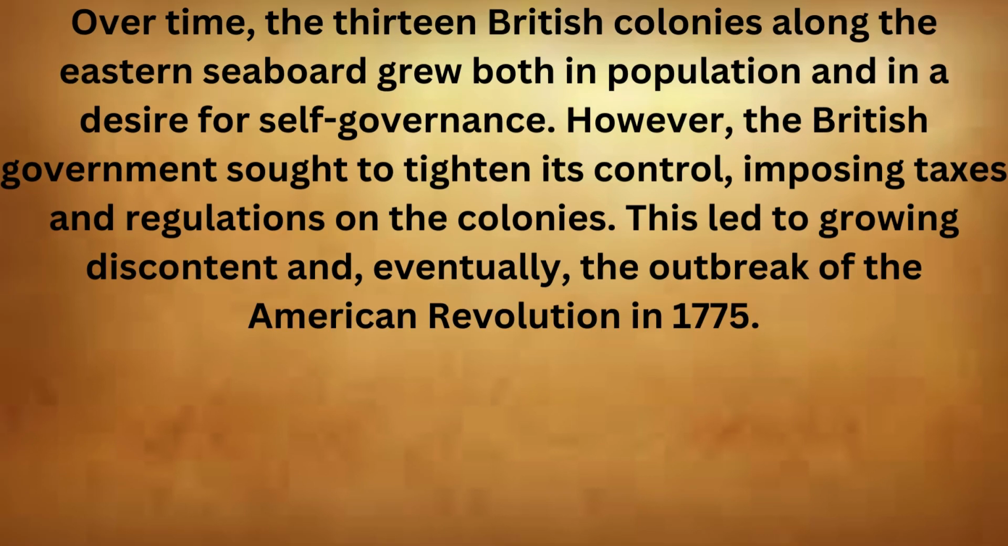Over time, the 13 British colonies along the eastern seaboard grew both in population and in a desire for self-governance. However, the British government sought to tighten its control, imposing taxes and regulations on the colonies. This led to growing discontent and, eventually, the outbreak of the American Revolution in 1775.